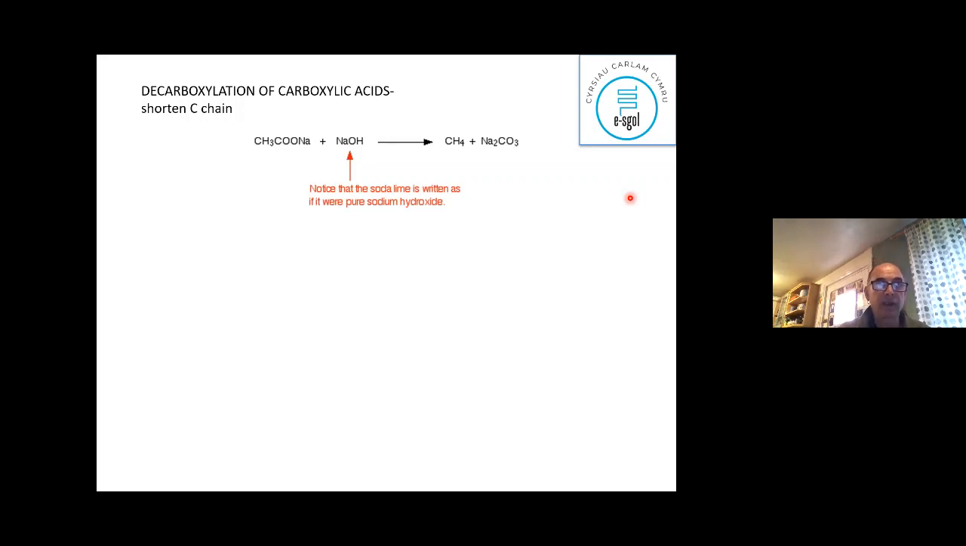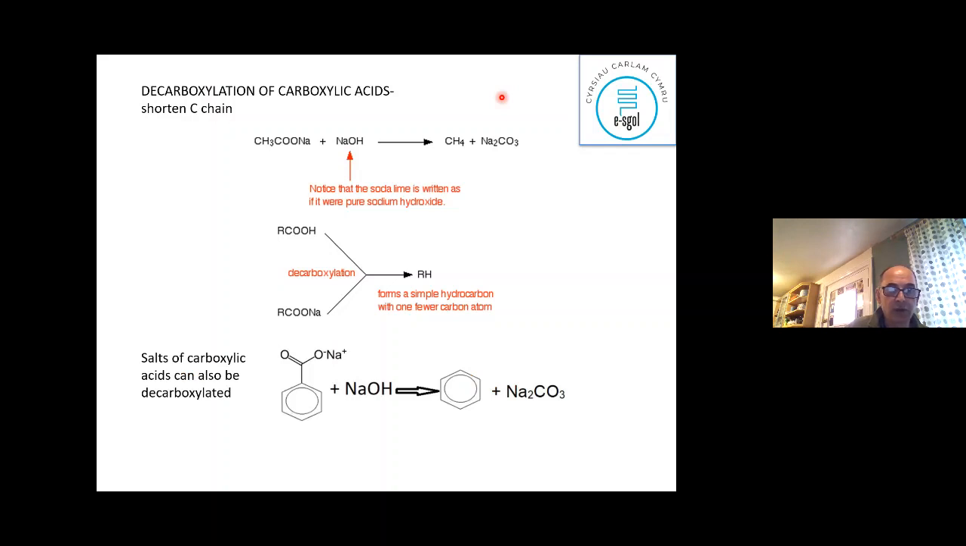Decarboxylation of carboxylic acid is shortening the carbon chain. So you can have salts or the acid heated with soda lime. In assessments, they say soda lime, which is sodium hydroxide. If you notice, you form an alkane with one less carbon, so it forms a simple hydrocarbon with one fewer carbon atom. In assessment questions, when you see something heated with soda lime, you realize that decarboxylation is occurring. Salts also can be decarboxylated by heating with soda lime.